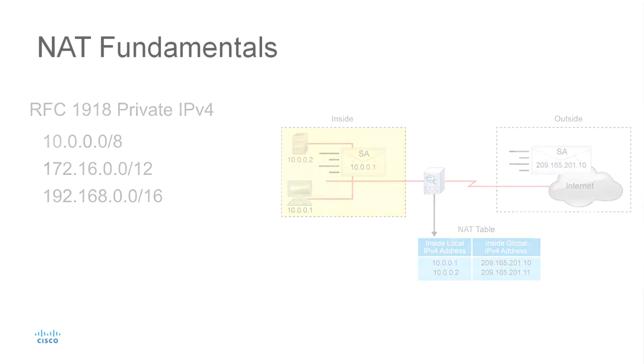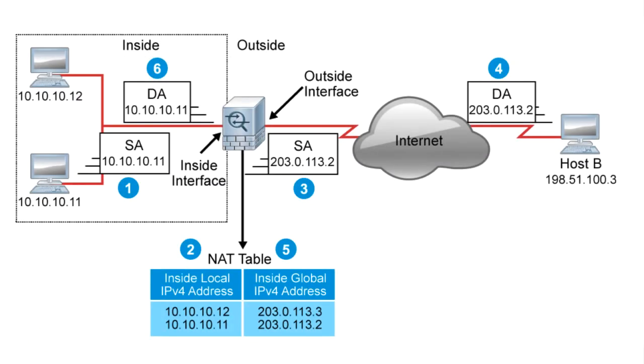This figure illustrates an ASA that's translating the source address as the packet is forwarded from the inside to the outside and reversing that translation on the reply that returns. The steps taken are as follows. Host 10.10.10.11 sends a packet to host B. The ASA receives the packet and checks its NAT table. It finds an entry to translate 10.10.10.11 to 203.0.113.2. If there was no entry in the table, the ASA would check the NAT rules to see if there was a rule specifying a dynamic translation. If there was such a rule, a new entry would be created.